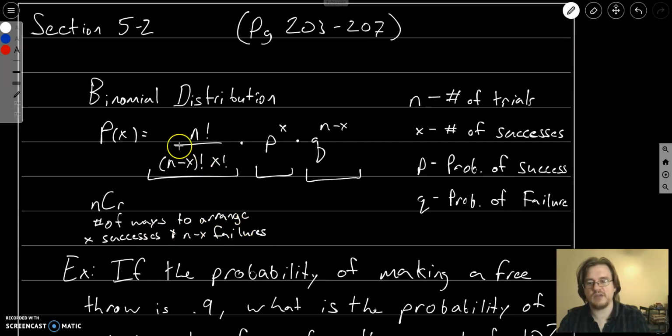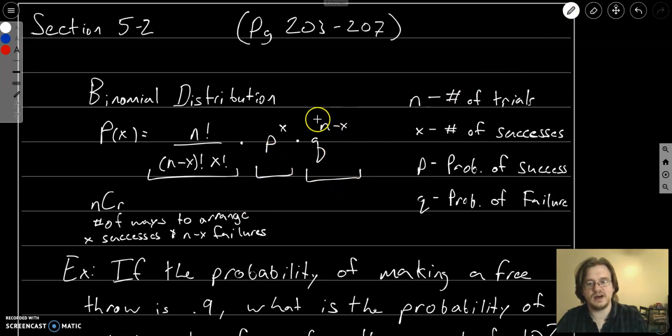So this is just counting how many different ways we can arrange our successes. Do we go success, failure, failure, success, success, or do we go failure, failure, success, success, success? This is just counting how many ways to do that. P raised to the x power: P is the probability of success, and x is the number of successes. So this is the probability of x successes.